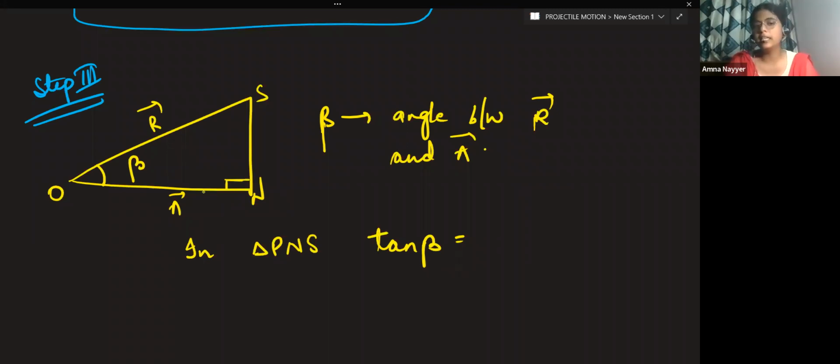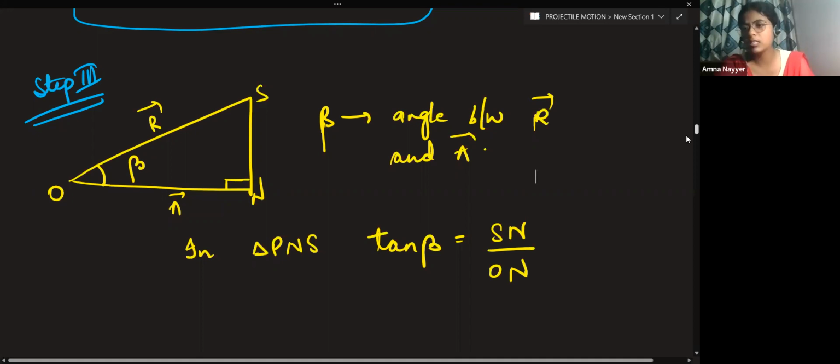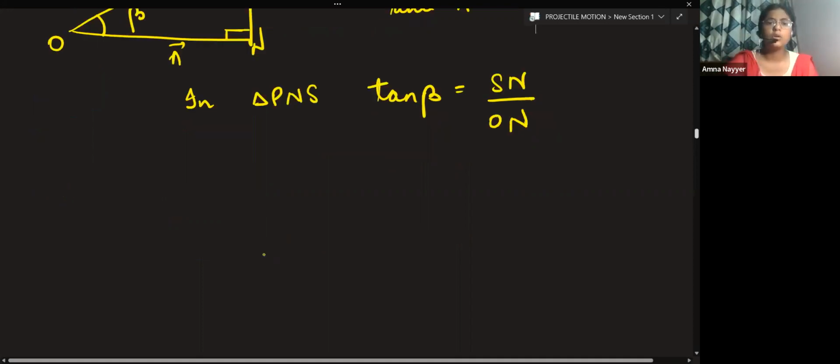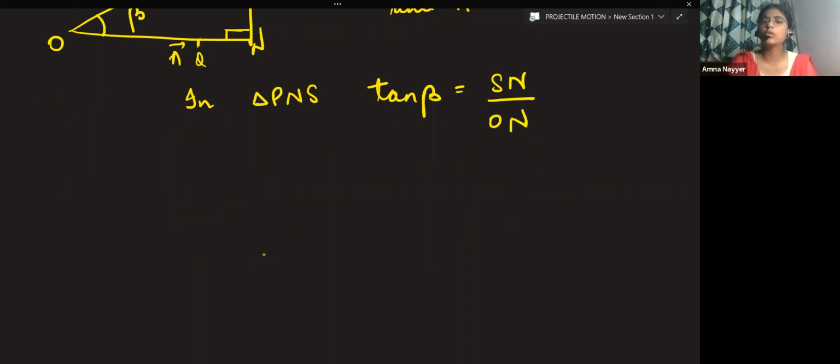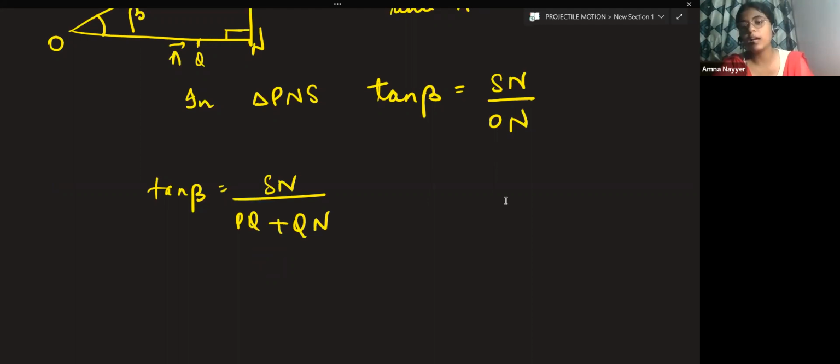Tan theta is what? Perpendicular divided by the base. So that becomes SN divided by ON. Now, what is SN? What is ON? Again, ON we can write as OQ plus QN. This is made up of two things, no? OQ is also here, after which we had dropped the perpendicular. So tan beta will be what? SN is given by SN only. ON is given by OQ plus QN. We had calculated all these values.